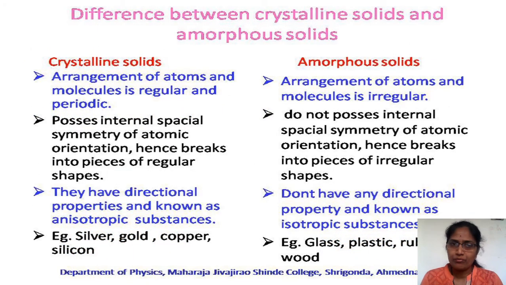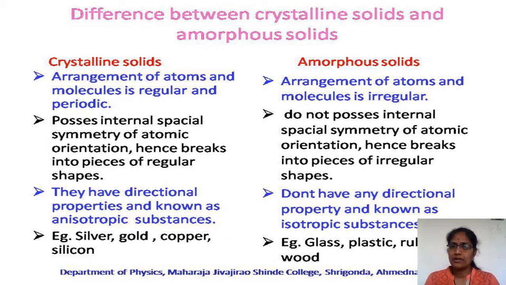Let's differentiate or find the difference between crystalline solids and amorphous solids. So, let's start with the definition. In case of crystalline solids, there is regular periodic arrangement of atoms or molecules in space, and such type of periodic arrangement is missing or not present in case of amorphous solids. Then this crystalline solid possesses internal spatial symmetry. These are symmetric in atomic orientation, and hence if we try to break them, they break in a regular shape. But as amorphous solids are not having periodicity of atomic arrangement, if we start to break them, they will break into pieces of irregular shape.